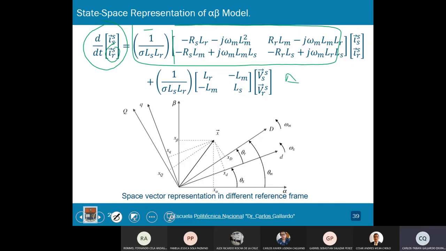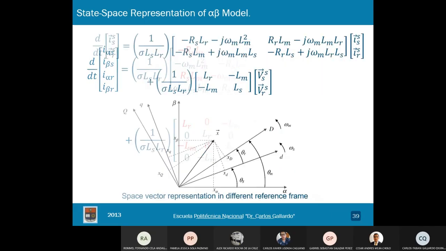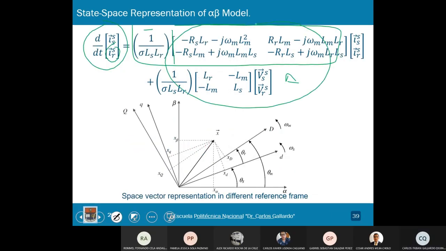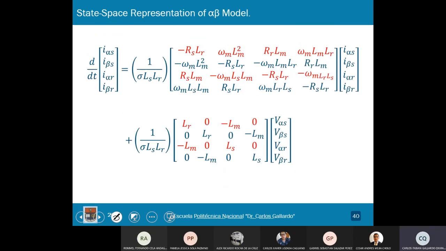Okay, so I have the space vector representation, in this case, in the alpha beta model. So what I want is the matrix A. So expanding this last expression in the alpha beta components, I will get this model.